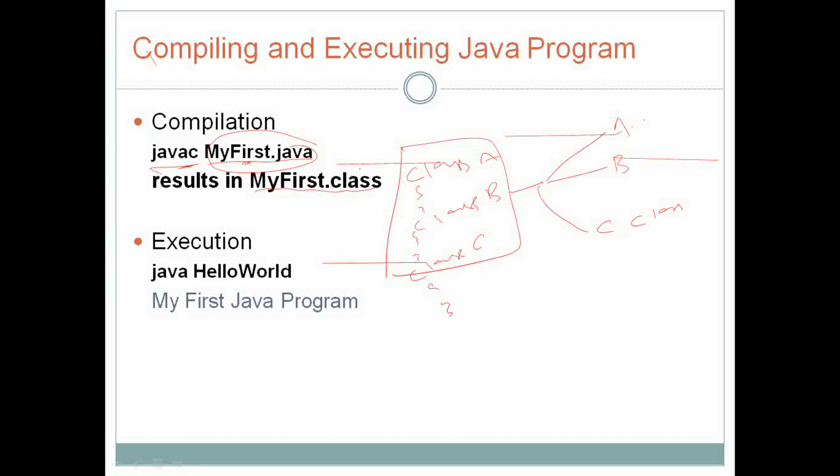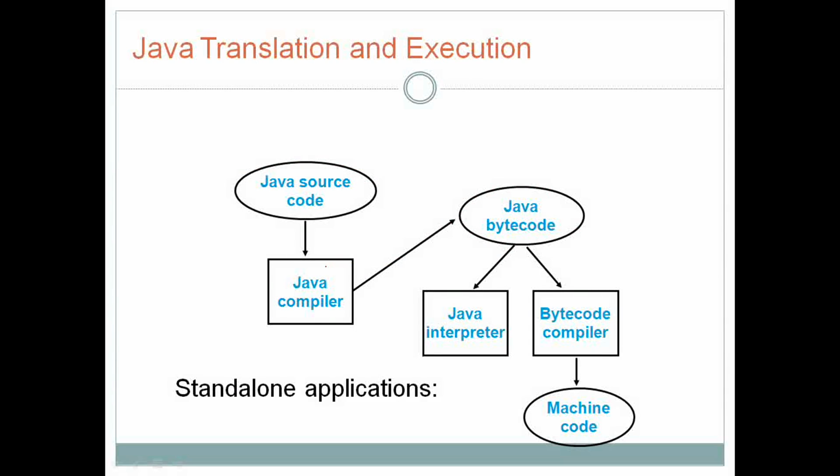So for every class, the Java compiler generates a .class file, and these classes can be either reusable or executable. But every executable class must have a method called main. Now, in order to execute a Java program, we use a command called java, followed by the name of the class which contains the main method. When I say java HelloWorld, this HelloWorld is a class which has the main method, which generates a message: that is my first Java program.